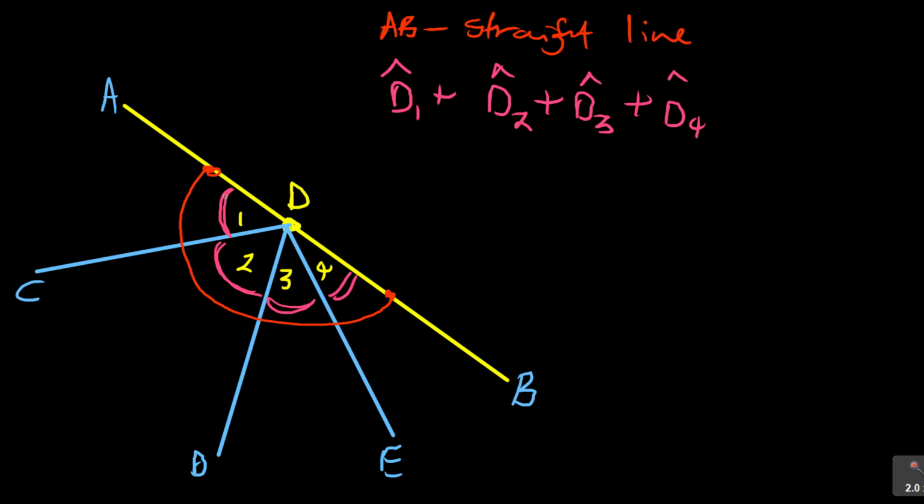So now, if you say D1 plus D2 plus D3 plus D4, do you see that now we're forming a straight line? Now it gives us supplementary angles, and we said they add up to 180 degrees. Are you seeing what I'm working on? So these are some of the things that I want to bring to your attention as you are going through your grade 9 revision, and these properties are very, very important.